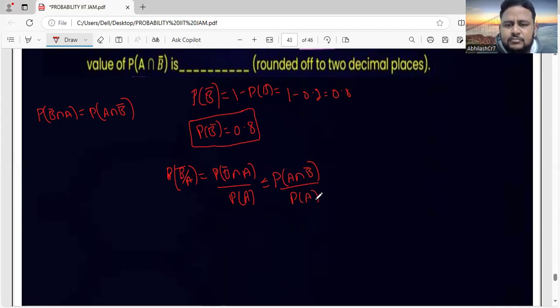Now, in this formula, what are the things that we know? We know that probability of B dash given A can be written as 1 minus probability of B given A. Correct, right? This I can write as 1 minus probability of B by A.